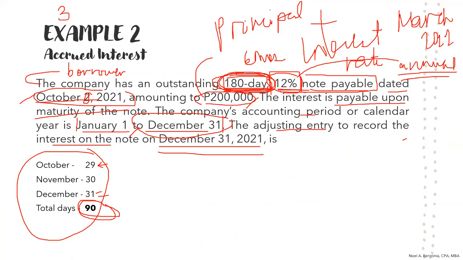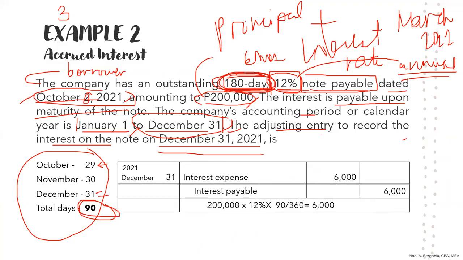Okay? So for the accrued interests of the company from October 2 up to December 31, it will be amounting to 6,000 pesos. So saan nakuha yun? Yung 200 na principal natin times the annual interest rate na 12%, then times your 90, which is computed kanina na actual number of days all over the 360. Again, we use the 360 because we are going to have a silent problem.